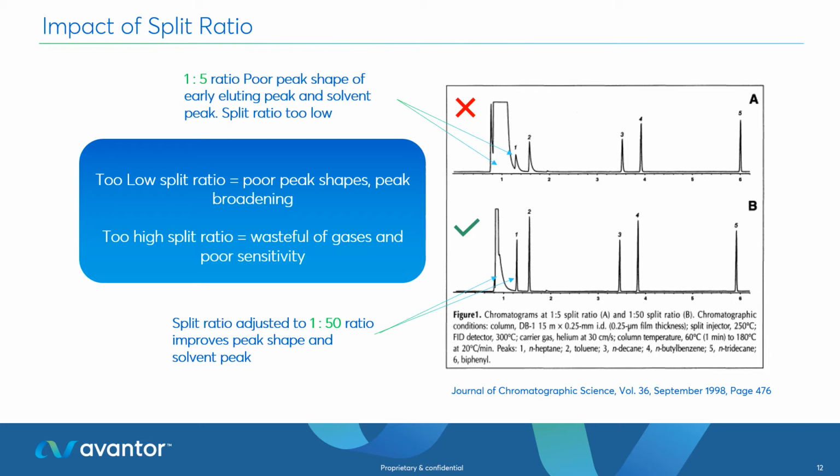However, it is also important that helium is expensive, and as you increase the split ratio, we will be losing more of that expensive helium. And so, as well as the cost, there is also the sensitivity issue as well. Increasing the split ratio will increase the amount of sample going to waste as well.